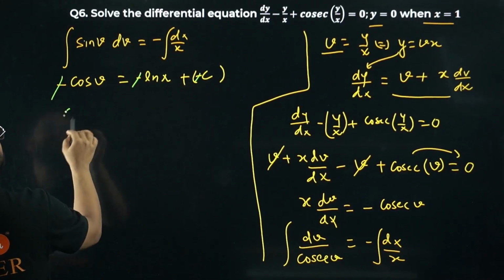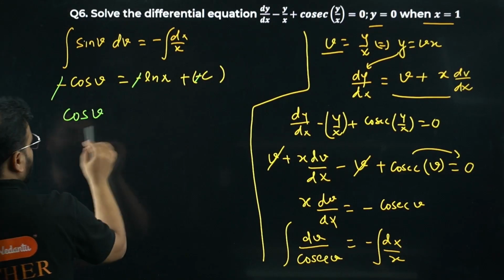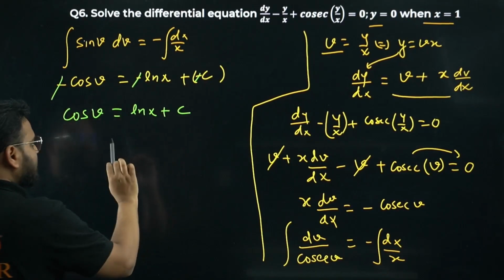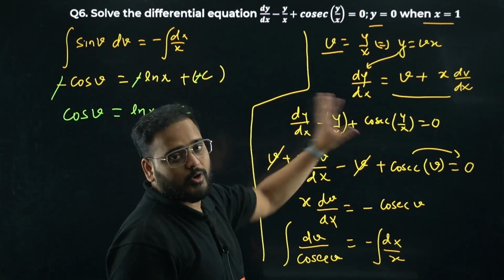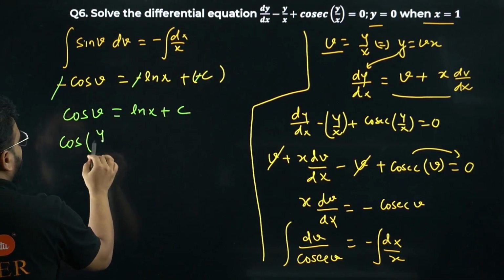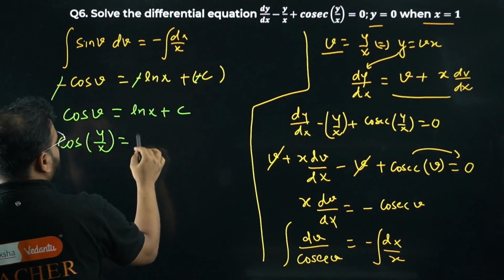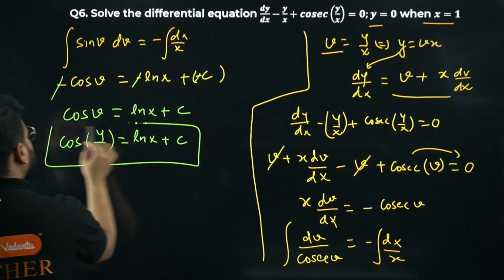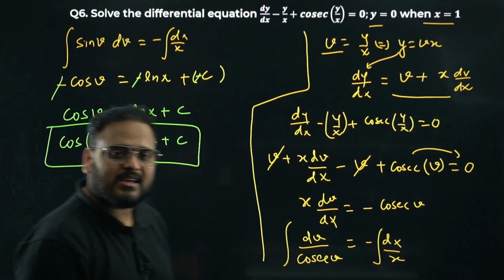So what I'm left with now is my general solution, cos v equals ln x plus c. Is this the final answer? No, sir. We have to replace v in terms of y and x only. So it will become cos of y by x equals ln x plus c. This is your general solution. Are they asking this? No.